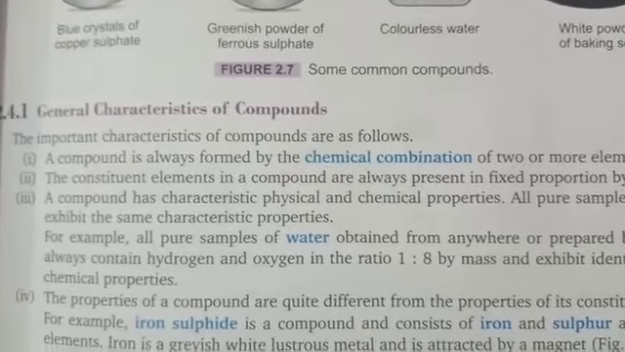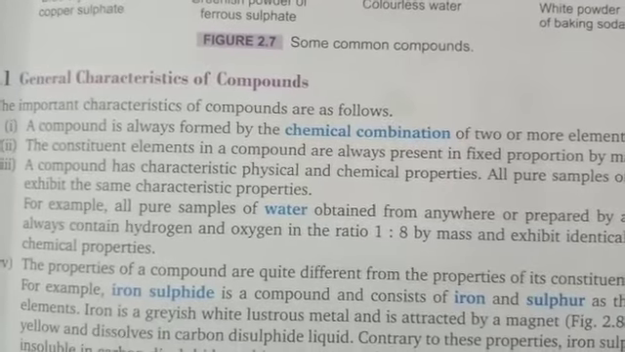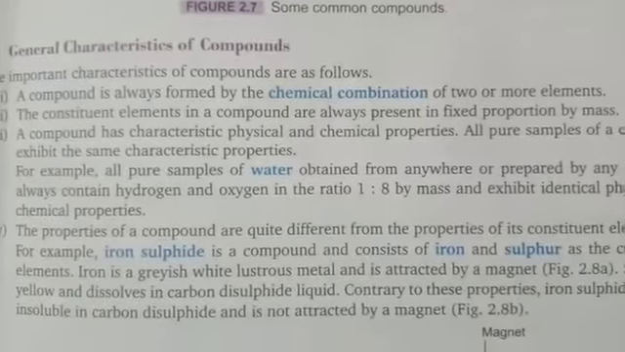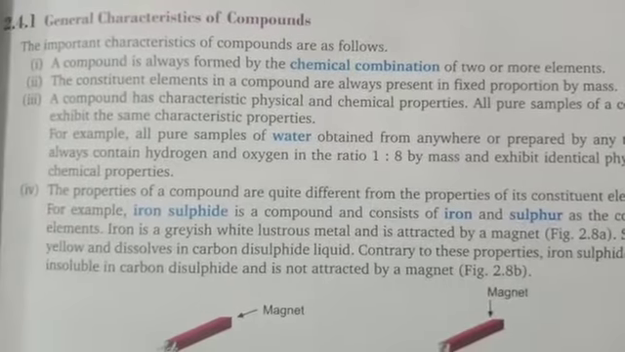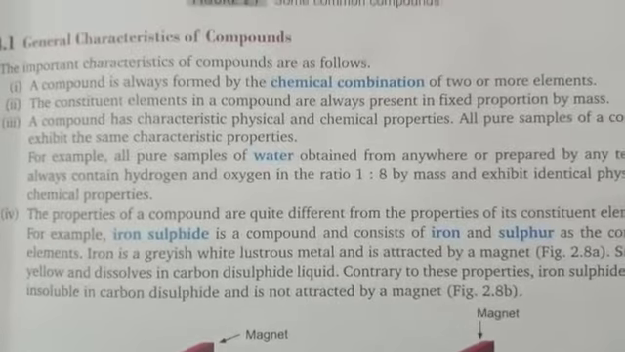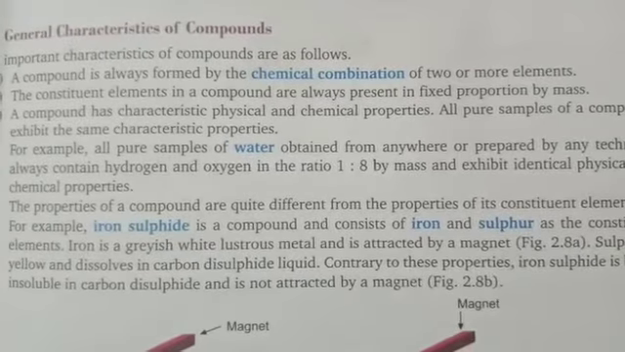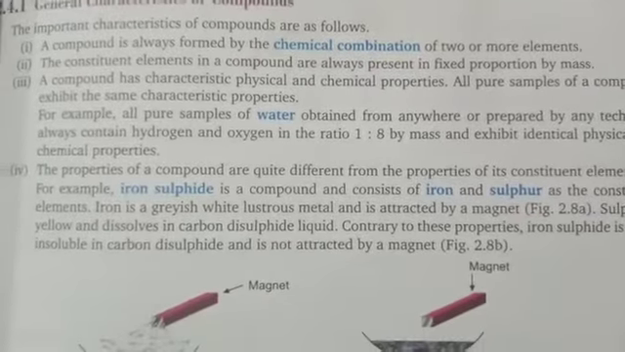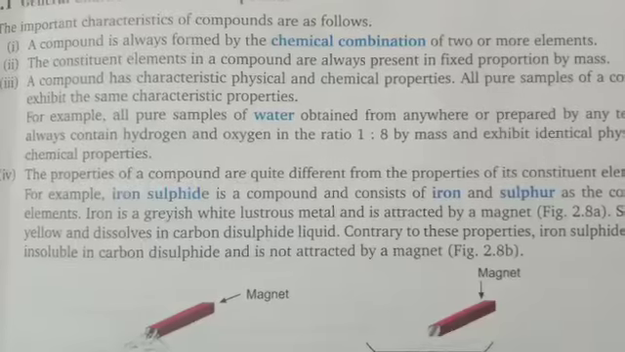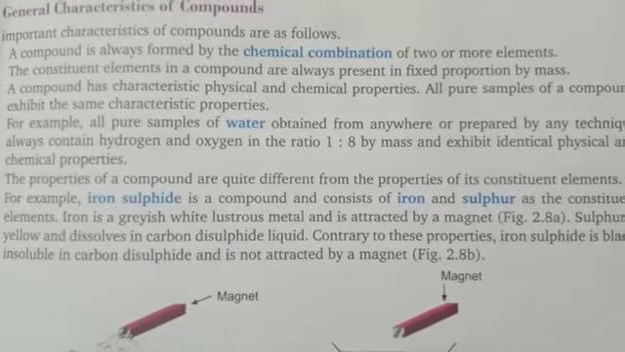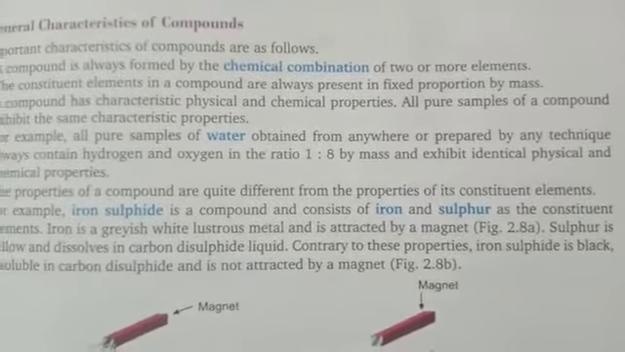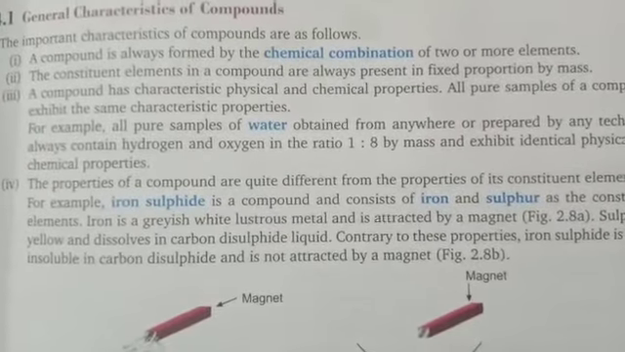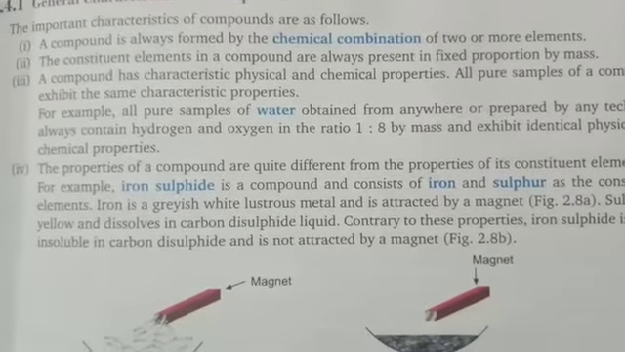Now, the general characteristics of compounds. The important characteristics of compounds are as follows. Number one, a compound is always formed by the chemical combination of two or more elements. Second, constituent elements in a compound are always present in fixed proportion by mass. Third, a compound has characteristic physical and chemical properties. All pure samples of a compound exhibit the same characteristic properties.